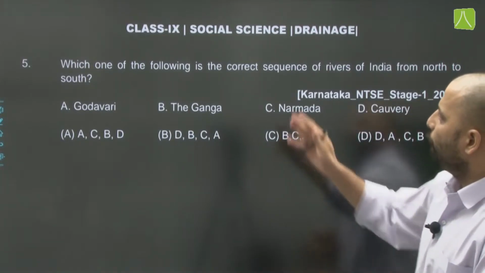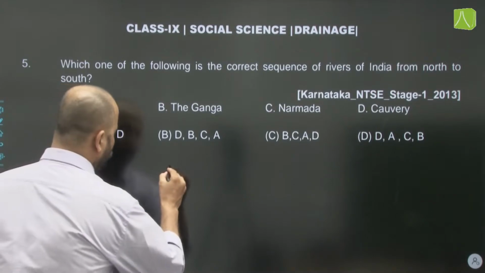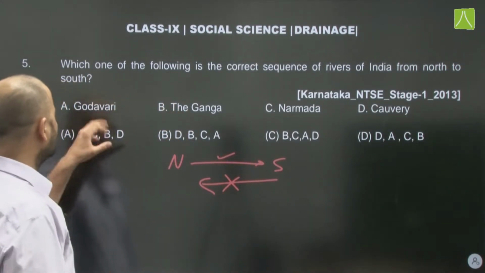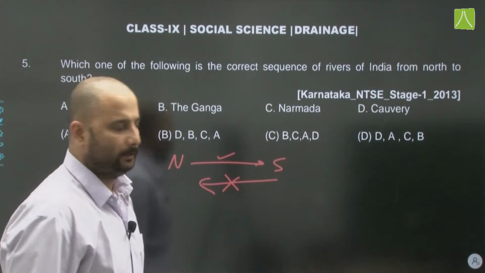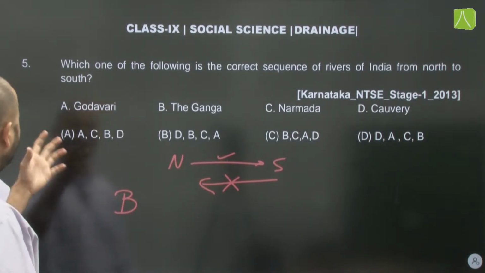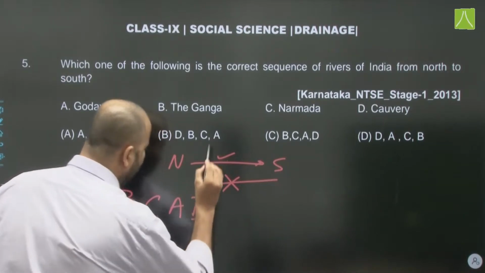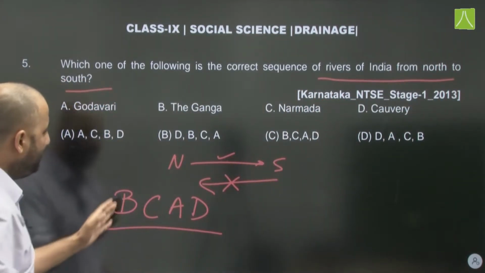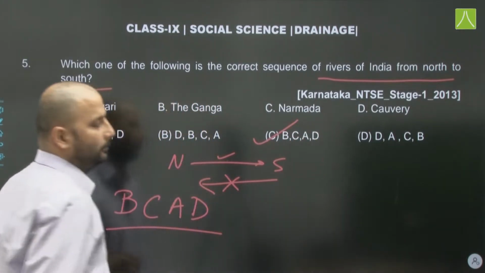Now moving on to the next question. Which one of the following is the correct sequence of rivers of India from north to south? Here they have asked for the correct sequence from north towards south and not the other way around, not from south to north. Let us start with the options. This question is from Karnataka NTSE stage 1. Godavari, Ganga, Narmada and Kaveri. Out of the given rivers, Ganga is the northernmost, then we have Narmada, then Godavari and lastly Kaveri. So the correct sequence of rivers of India from north to south is B, C, A, D, that is Ganga, Narmada, Godavari and Kaveri. So option C here will be the perfect match, and that is the answer.